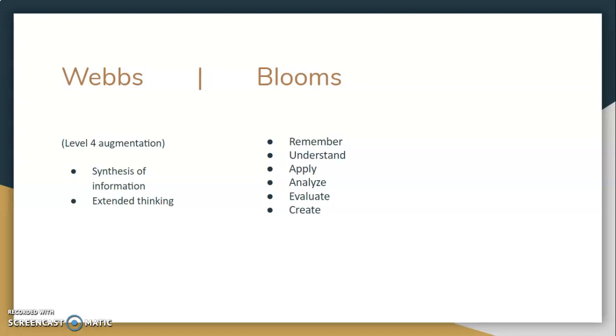For Webb, I think it's level 4, augmentation, synthesis of information, extended thinking. And then for Bloom's, I think it pretty much uses all of them, because they're going to need to remember their jobs, the parents' jobs, and understand how they use the math, apply it to the Google Sheets, analyze the Google Sheet, evaluate the Google Sheet, and make sure it's done the right way, and then create it. So the evaluate and the analyze is pretty much like the rough draft part, make sure they have everything, make sure it's done right, and then the create part is like the final product that they're going to show to me in the class.